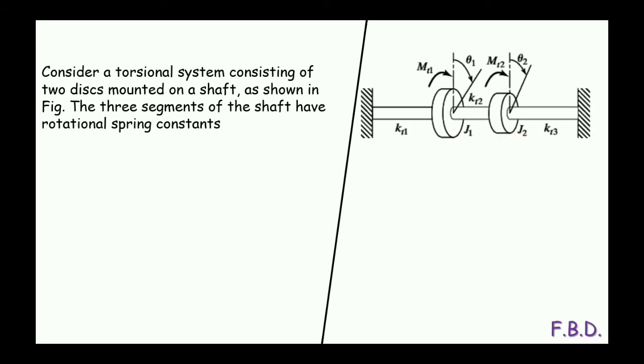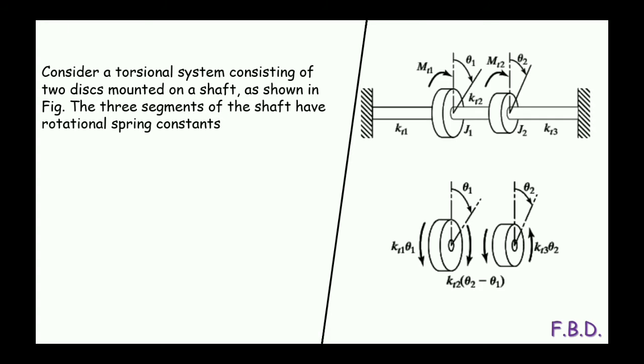in order to analyze, we need to draw its free body diagram so that we can get the equation of motion. So the free body diagram for this system will be like this. We have to draw two discs and show all the forces existing for these two discs. The force MT1 is the external applied torque, which is not shown in this free body diagram, but it exists there.